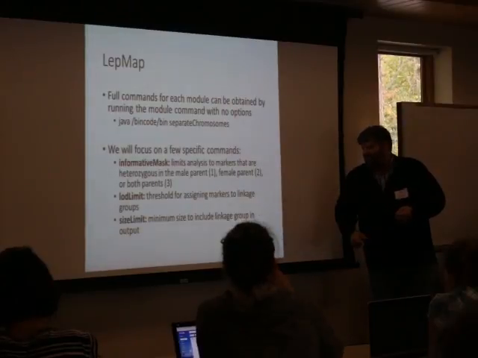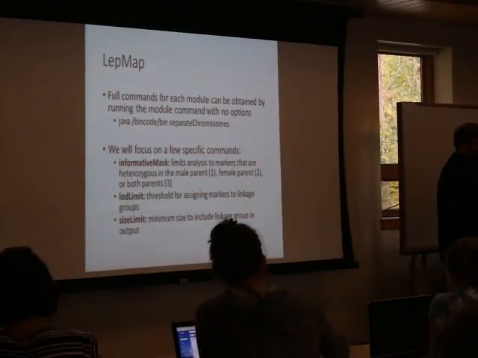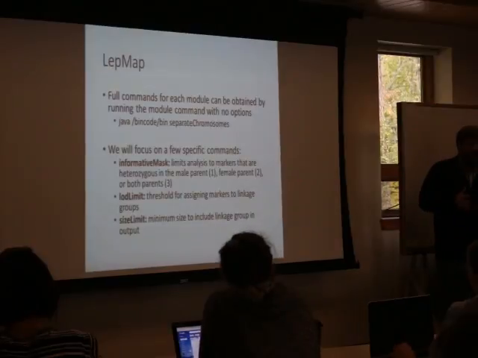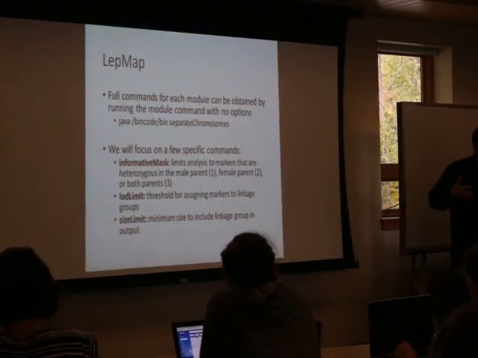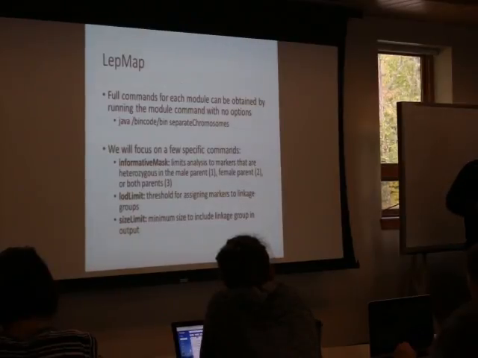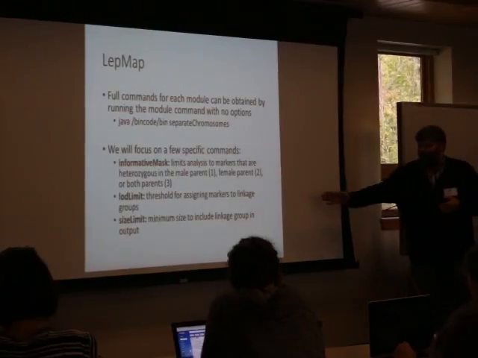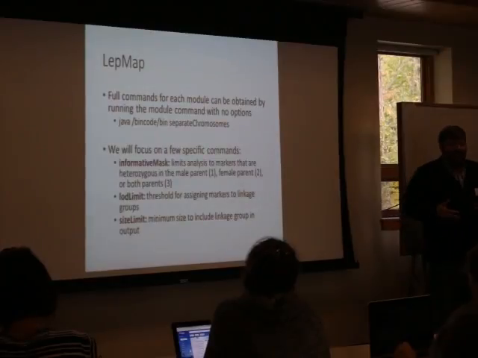Size limit sets the minimum size to include linkage groups in the output. So I've set it at 10, so any linkage group smaller than 10 markers isn't going to be output. When you run it, it'll show you how many linkage groups are discarded because they're too small. But you can try varying that around and see how many linkage groups you get out of it.